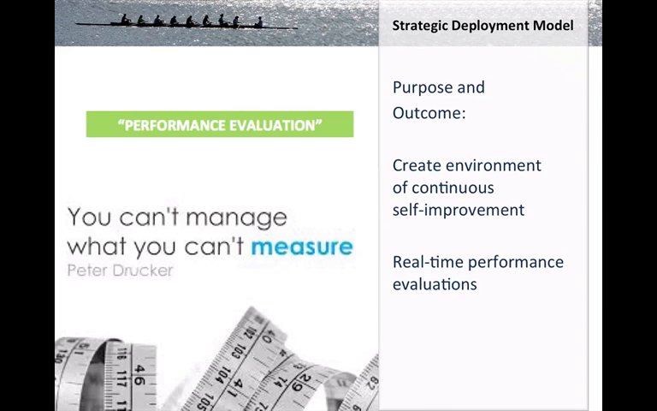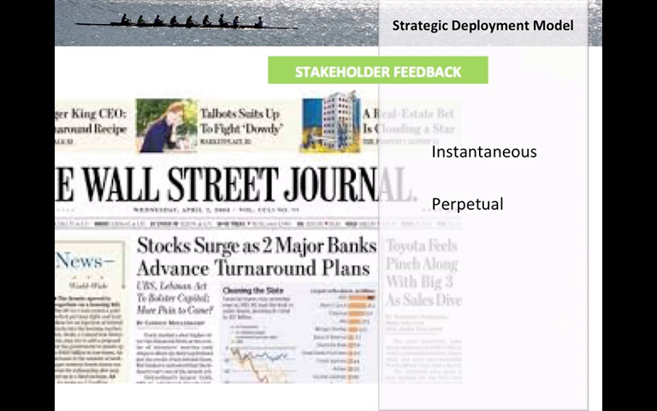You can't manage what you can't measure, and within the model, individuals are self-aware and manage themselves accordingly, thus creating an environment of continuous self-improvement and real-time performance evaluations. Because the system is self-aware and change takes place instantaneously, stakeholder feedback is perpetual.